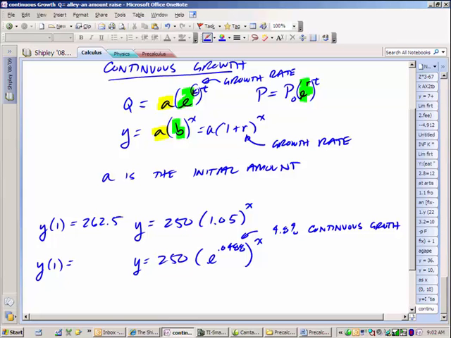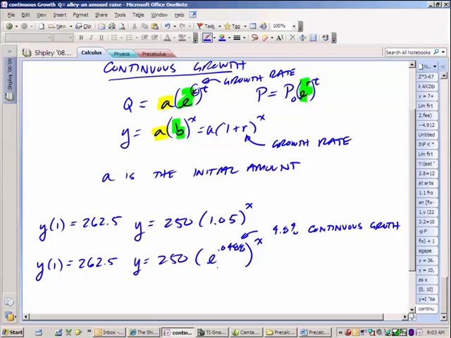I don't believe it. Try again. No way. 1 year. So you have to do 250 times e raised to the 0.0488. No, 1 year. After 1 year for the next one, right?